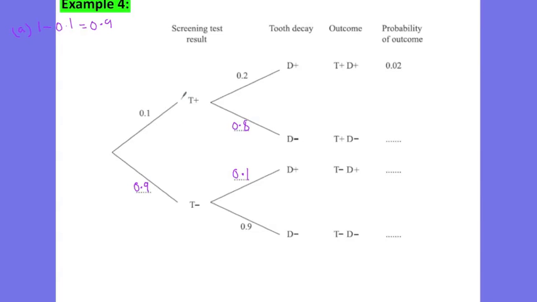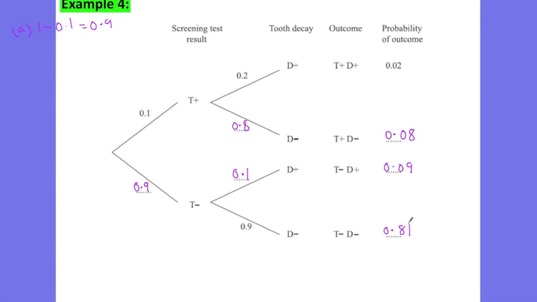So here, T plus, T negative, multiplying along, we have 0.08. Here, multiplying 0.9 with 0.1, 0.09. And lastly here, T negative multiplied by D negative is 0.81. Just check 1, 2, 3, 4 should add up to 1. If they don't add up to 1, you've made a mistake.